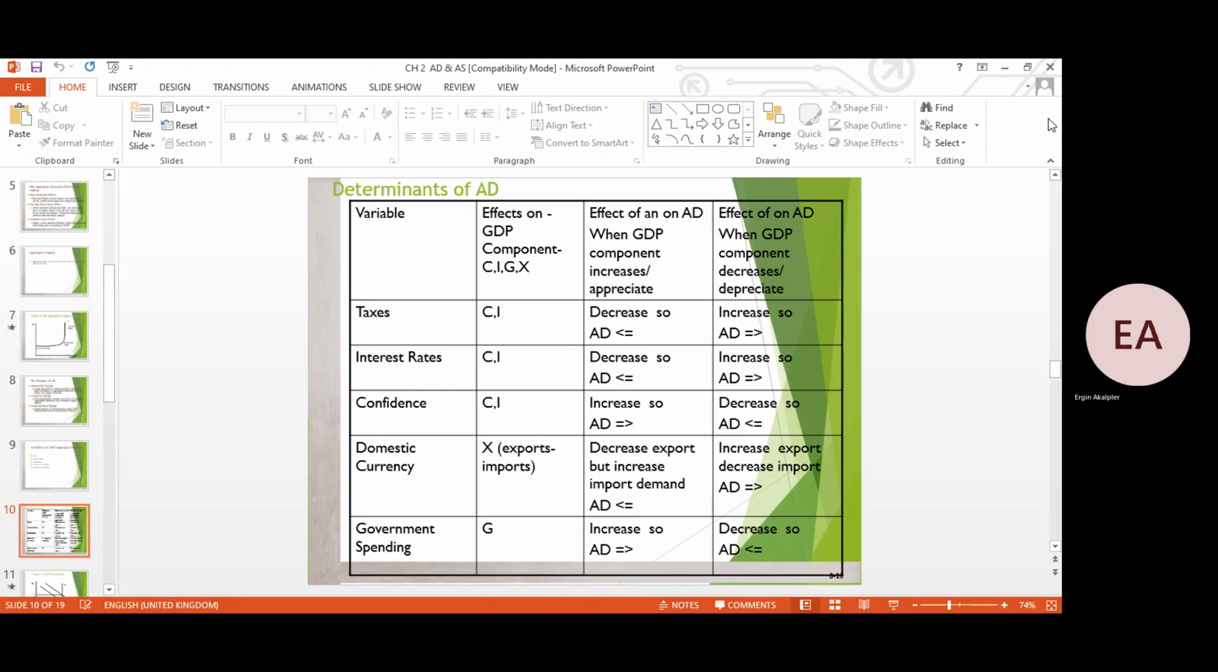When we look at the determinants of aggregate demand, the variables which affect and change the economy are given here. I'm letting you look a little at this table, then I will present.